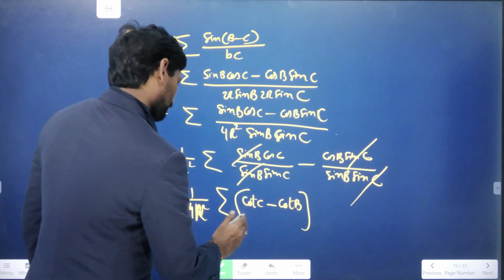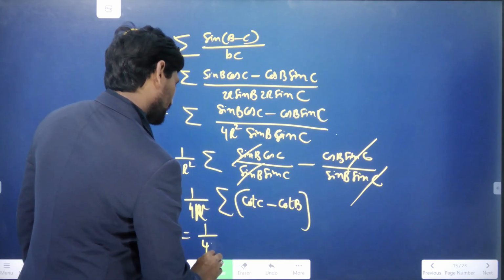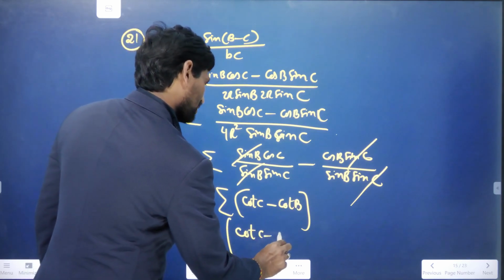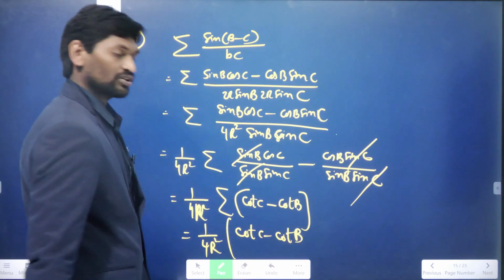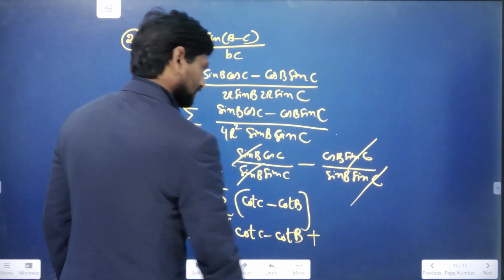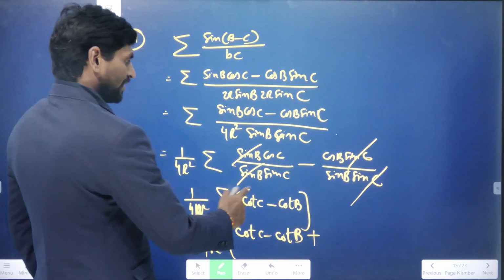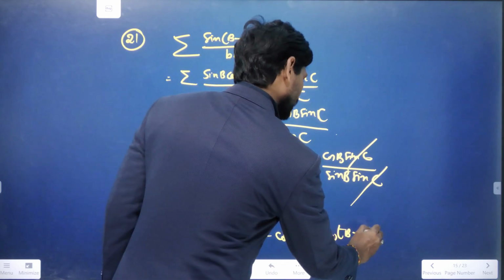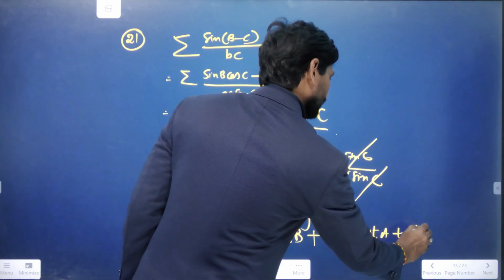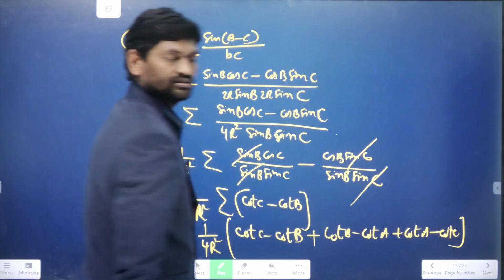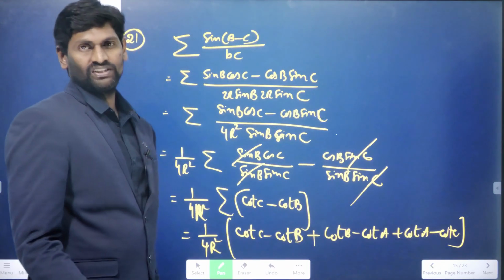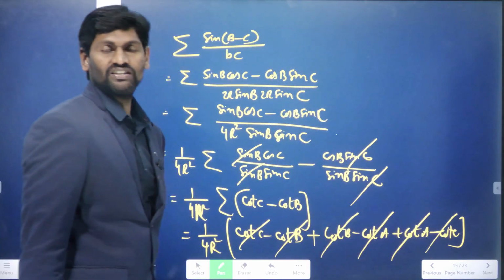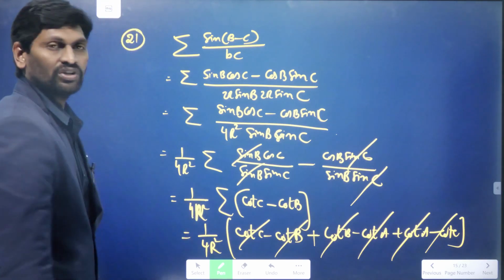Because sigma is nothing but the sum, that means first cot C minus cot B. Then what will come next? Cot B minus cot A. Next, cot A minus cot C. If you expand like this, all terms cancel, negative and positive, all cancel. So the answer is 0. 0 into 1 by 4R square, the answer will be 0.